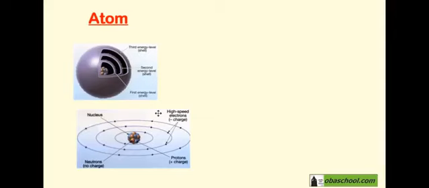Outside the nucleus are the electrons, and the electrons are negatively charged. And as you see in the schematic, the electrons revolve around the nucleus, and they are arranged in energy levels.